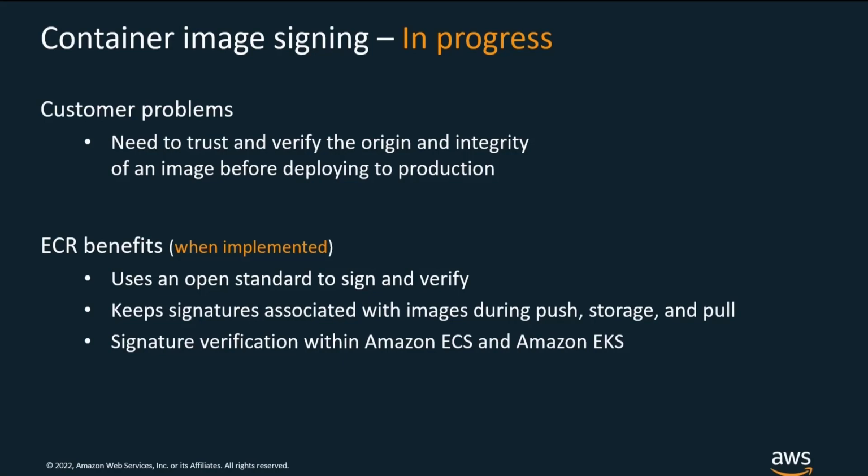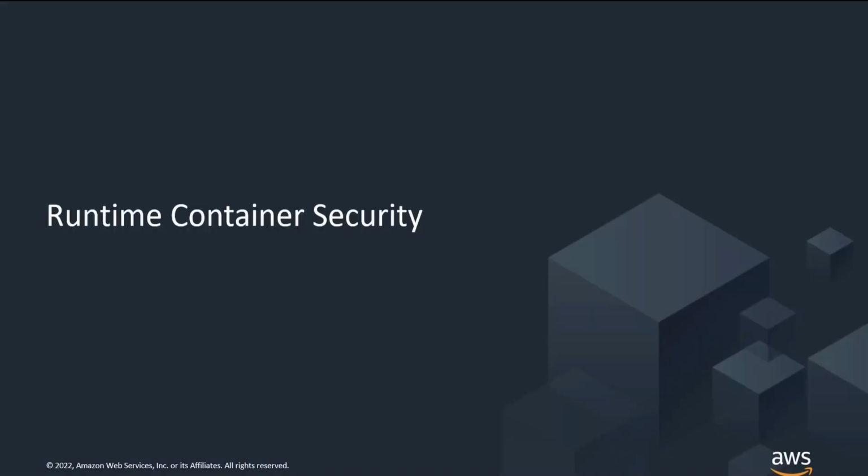The open standard is the Notary v2 spec, and we want to keep signatures associated with the images during push, storage, and pull, which is the actual spec, and address signature verification within Amazon ECS and Amazon EKS. So keep an eye out on these open source projects and contributions that we're making. So let's jump into runtime container security.